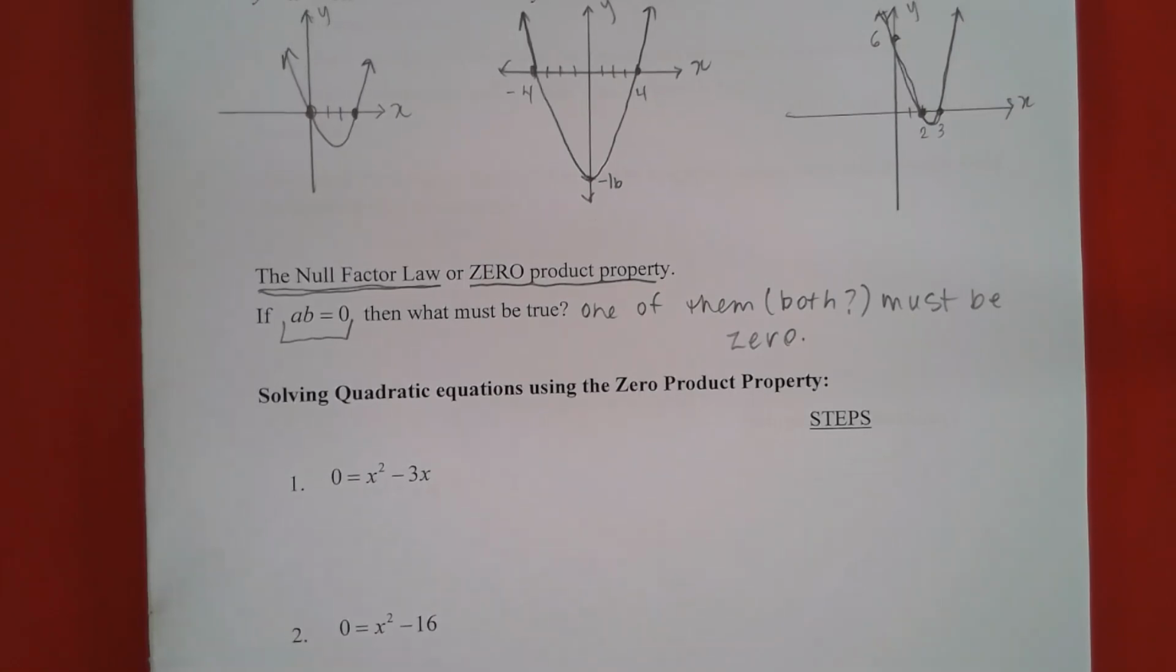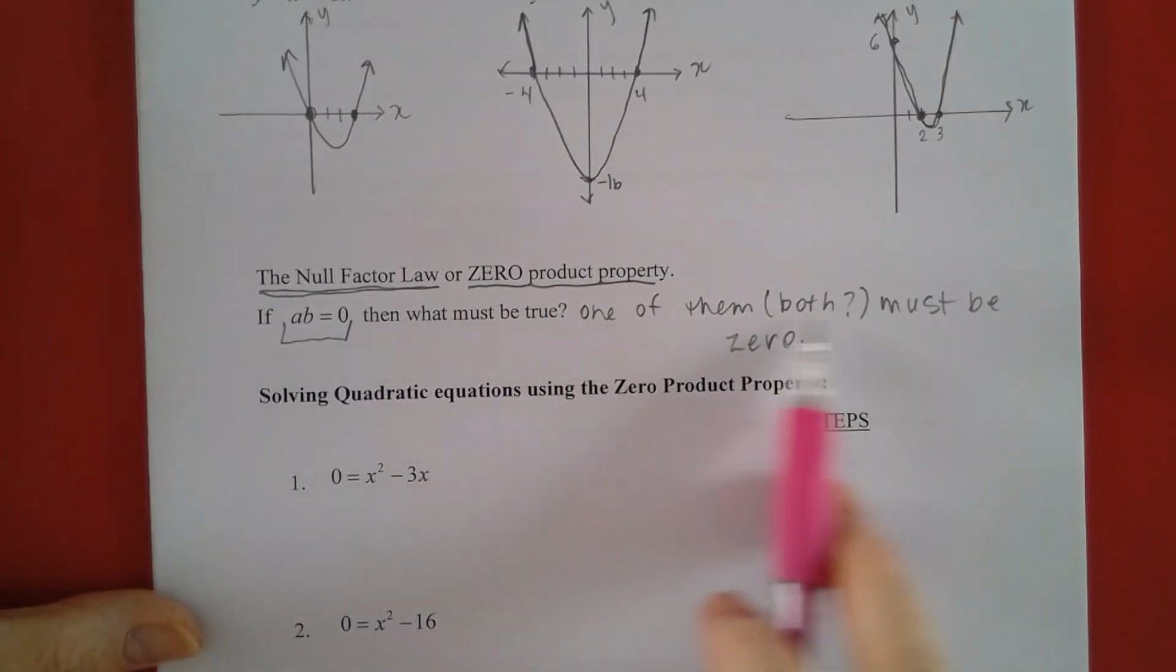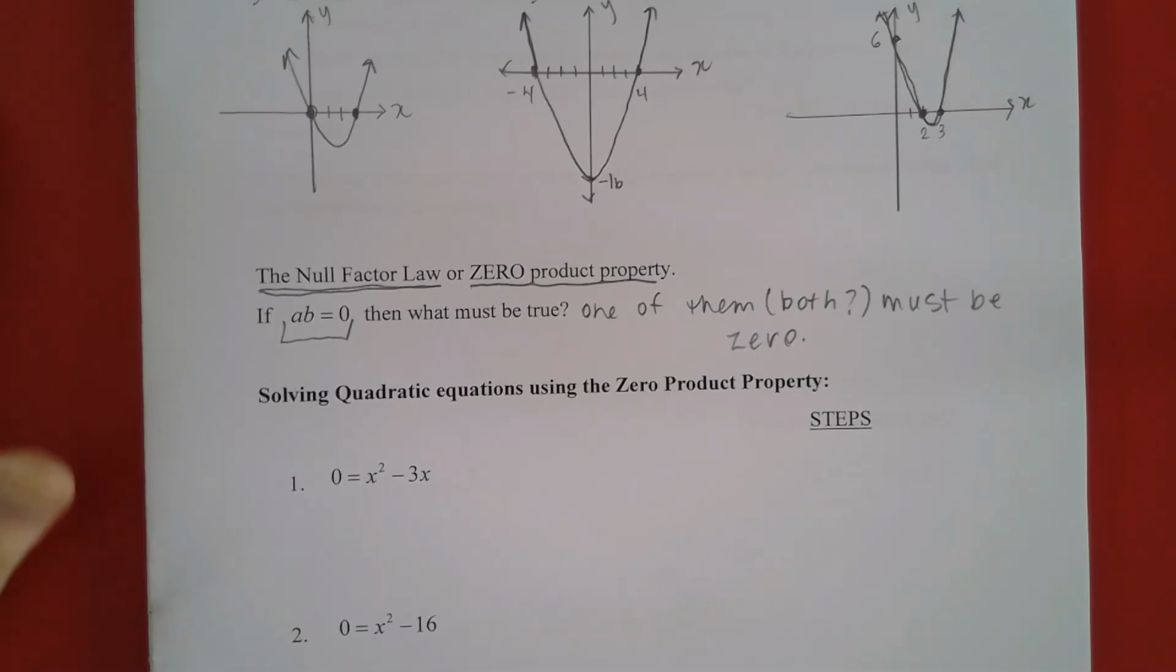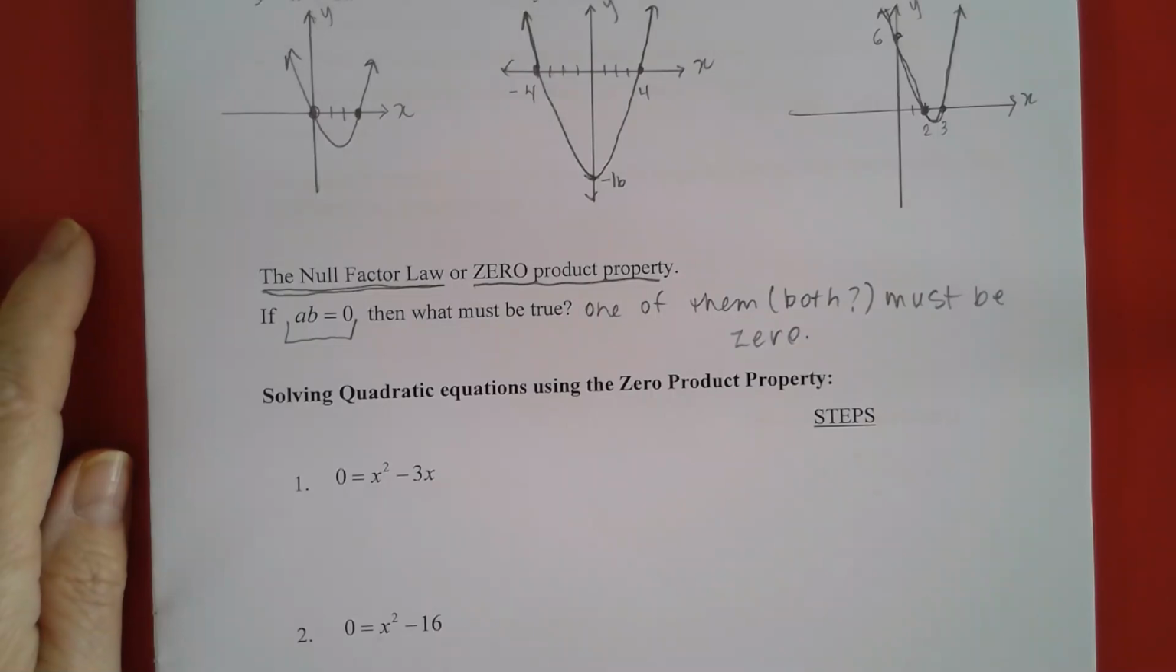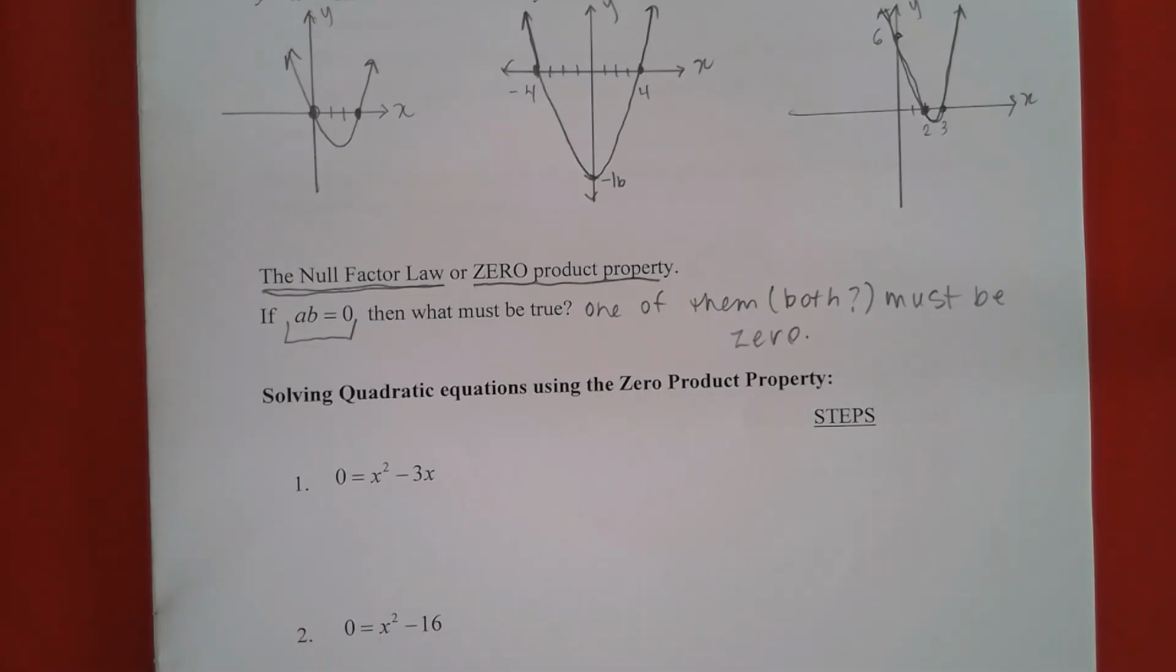It says if you have two things and you're multiplying them together and the answer is 0, then one of them has to be 0. If the answer is 2, does one of them have to be 2? No, no, no. It only works for 0. That's why it gets that name. Okay, and it's the only number that works. Very powerful number, 0.